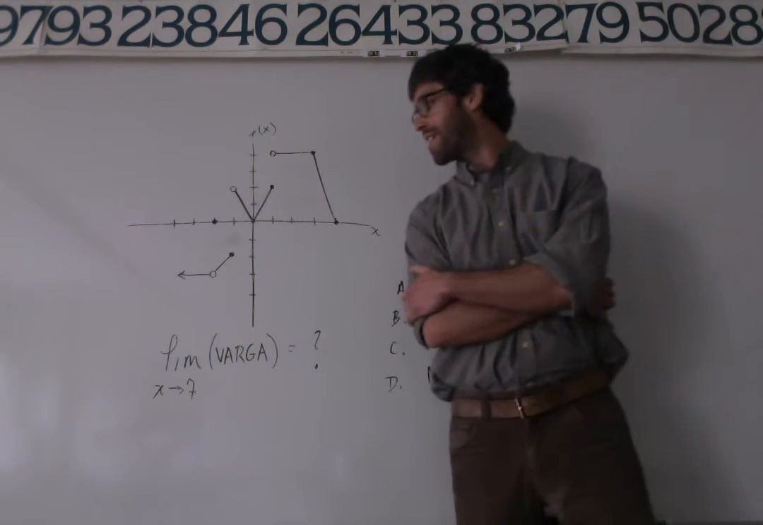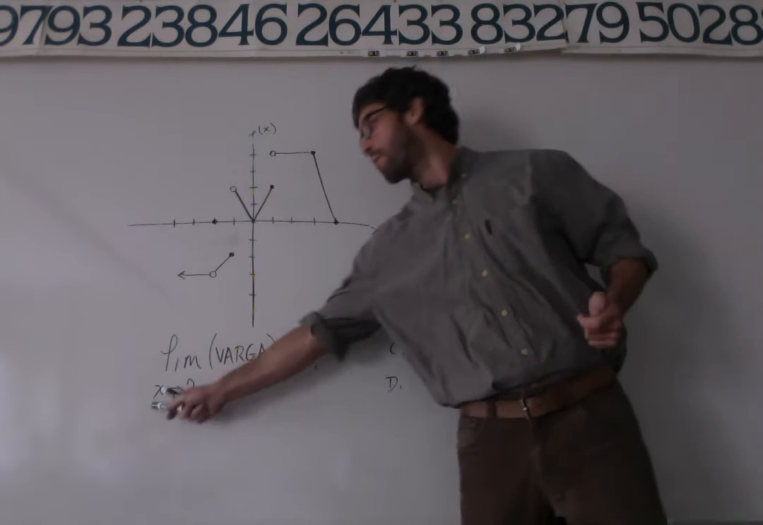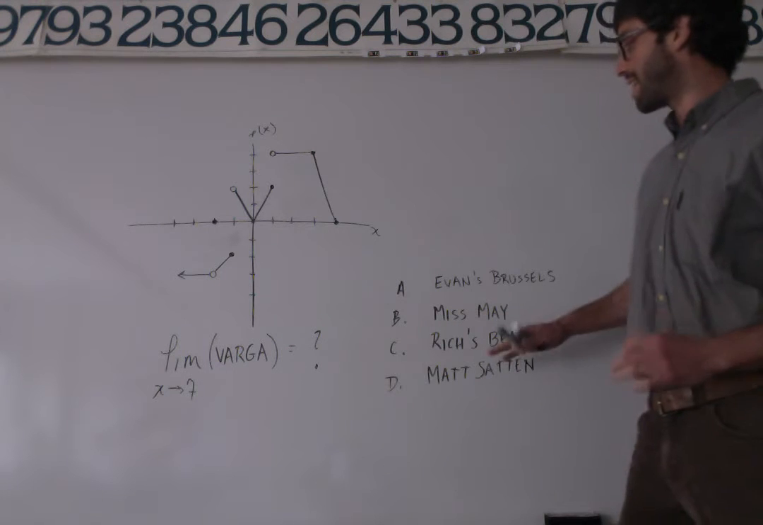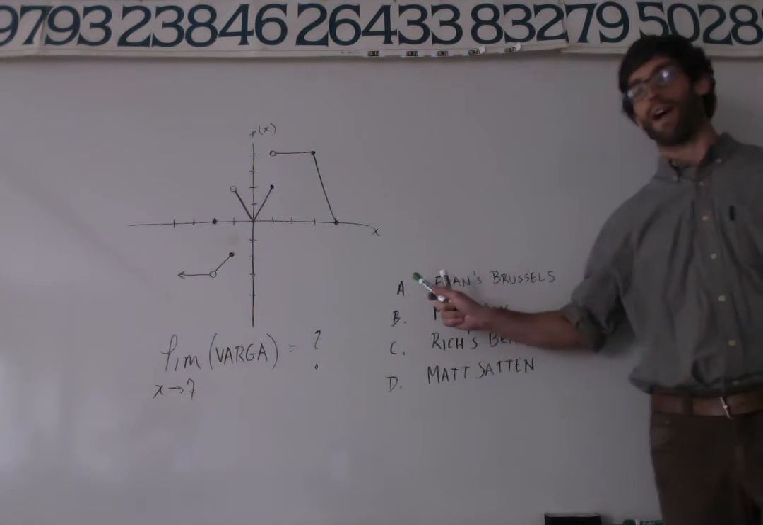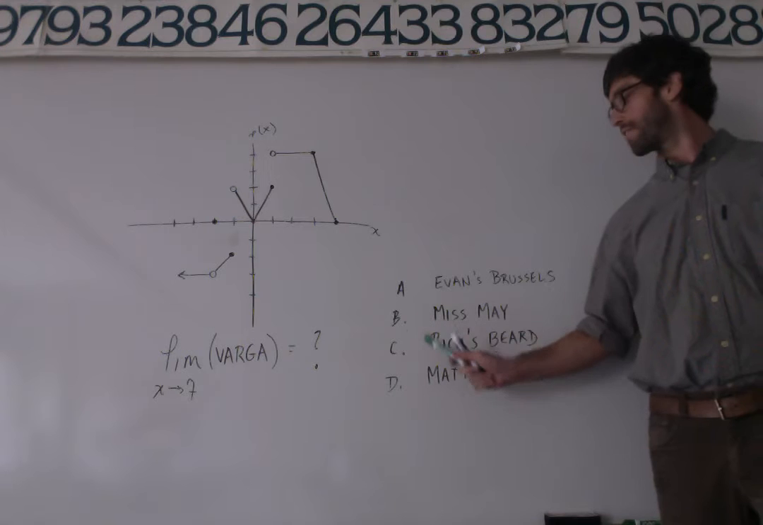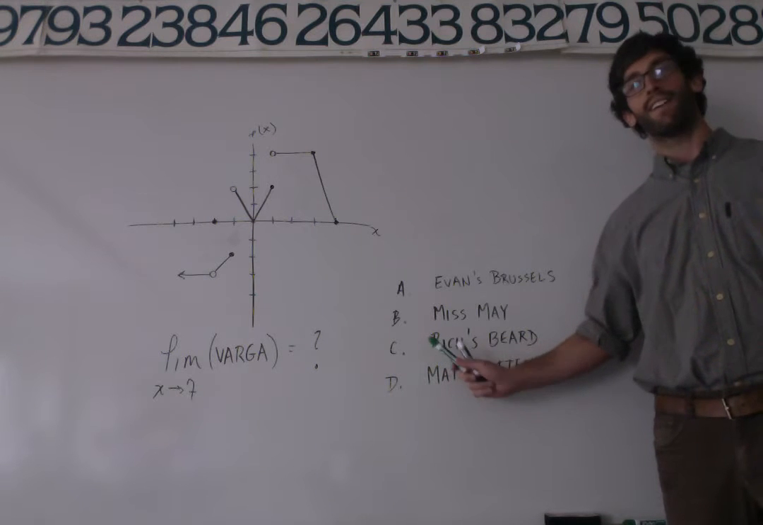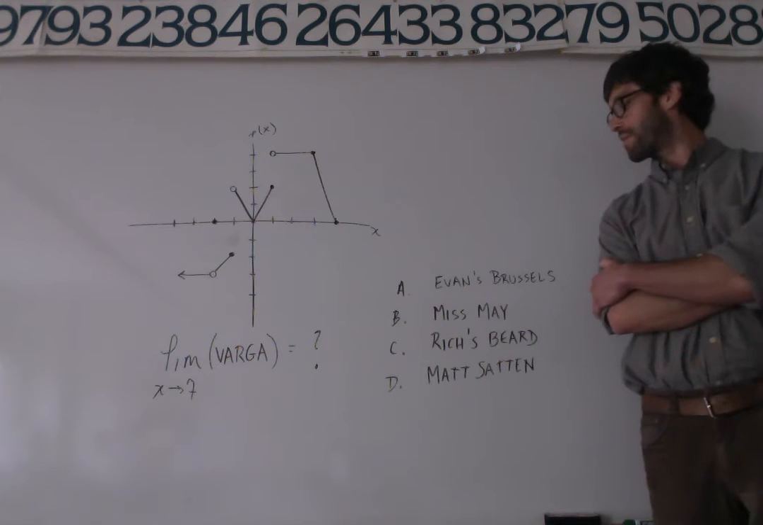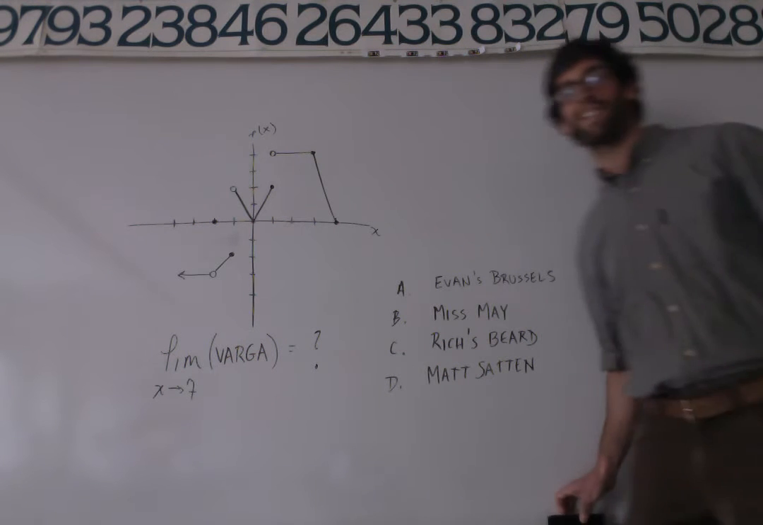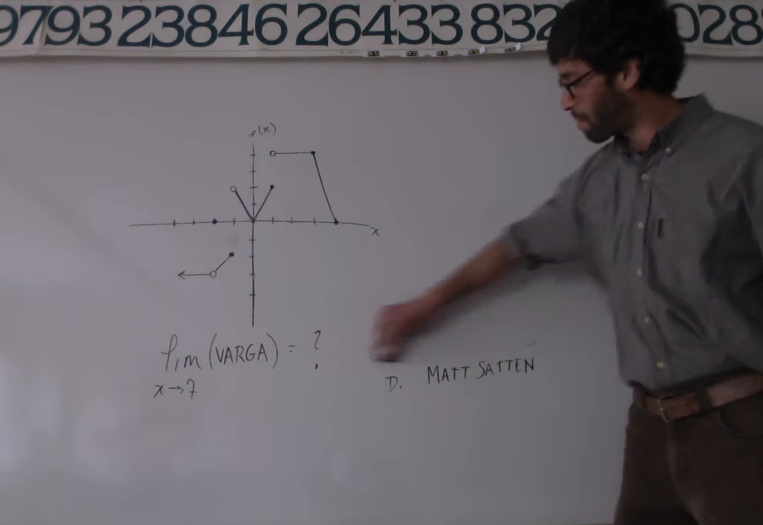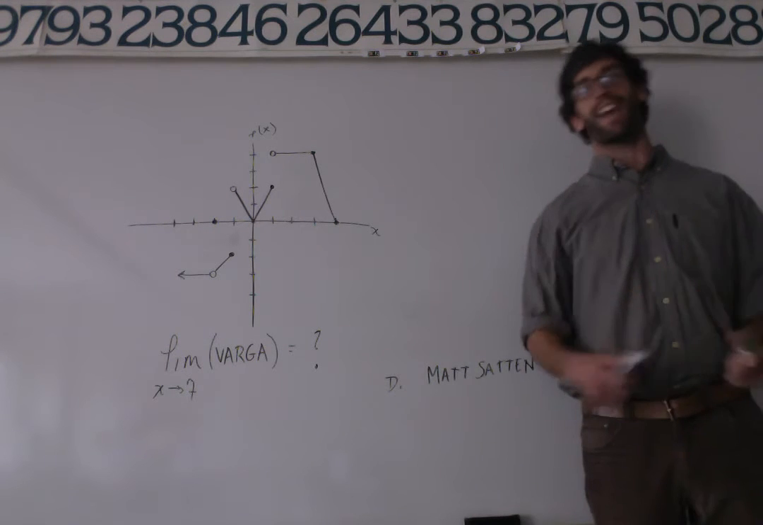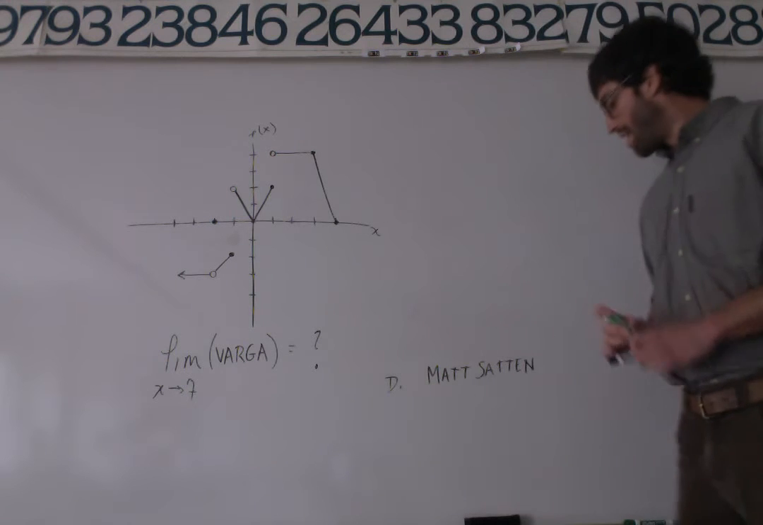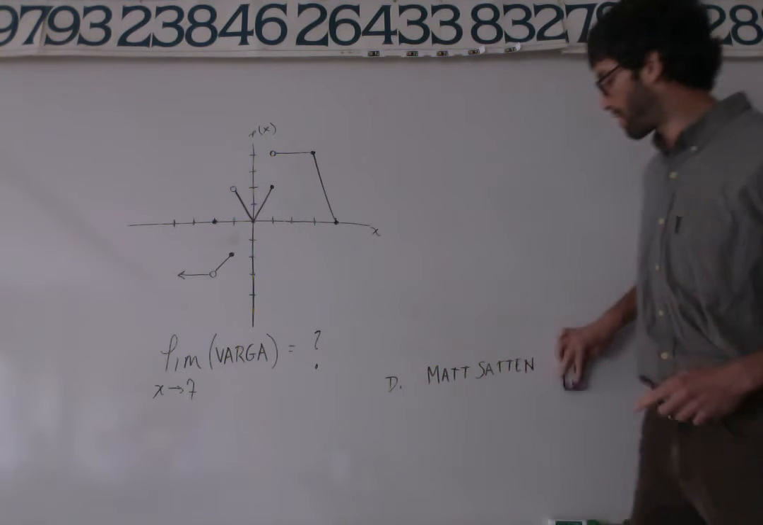First question I have for you is, what is the limit as x approaches 7 of Varga? Is it Evan's Brussels sprouts, Miss May, Rich Colley's beard, or is it Matt Satin? Not really sure what the answer would be, but let's go with Matt Satin. It was his birthday yesterday. And he went to Lower Marion High School, so it kind of works out perfectly, doesn't it? All right. Anyway, how about some math?